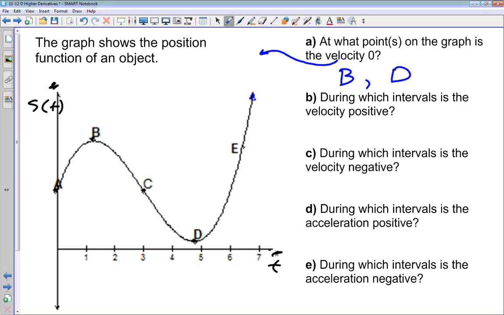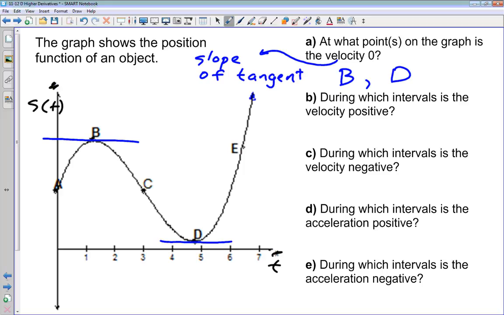So the other way of thinking about this, where I was kind of trying to lead you there, is that our velocity is represented by the slope of the tangent to the curve. So if I go to those points B and D and I draw our tangent to the curve, those tangent lines are horizontal. They have a slope of 0.